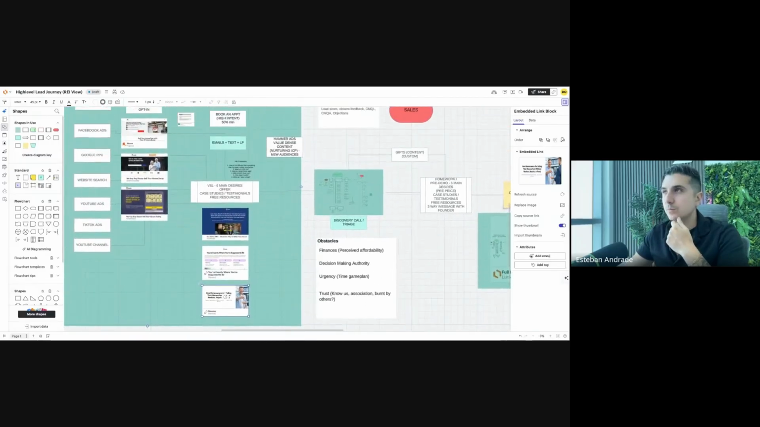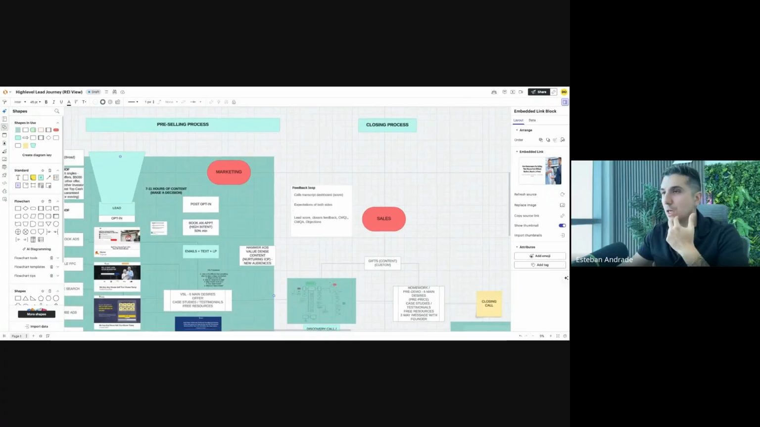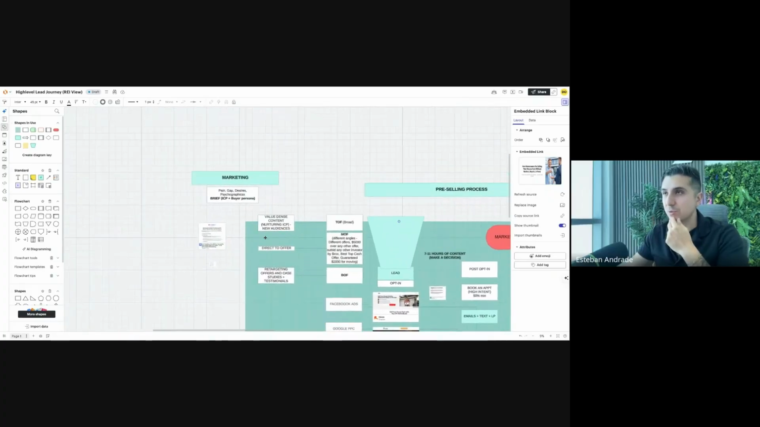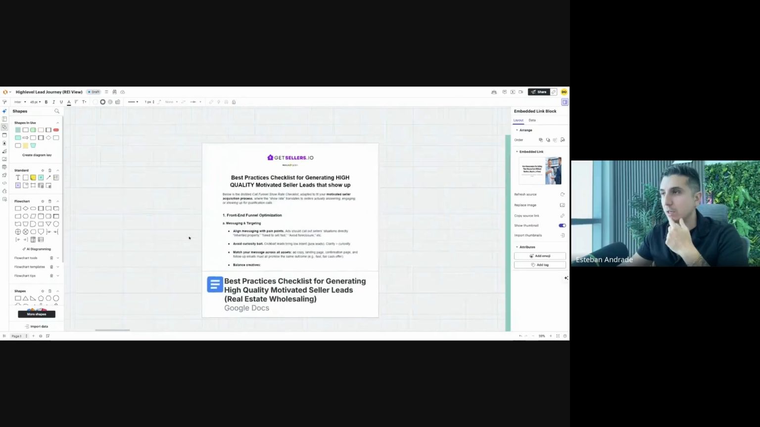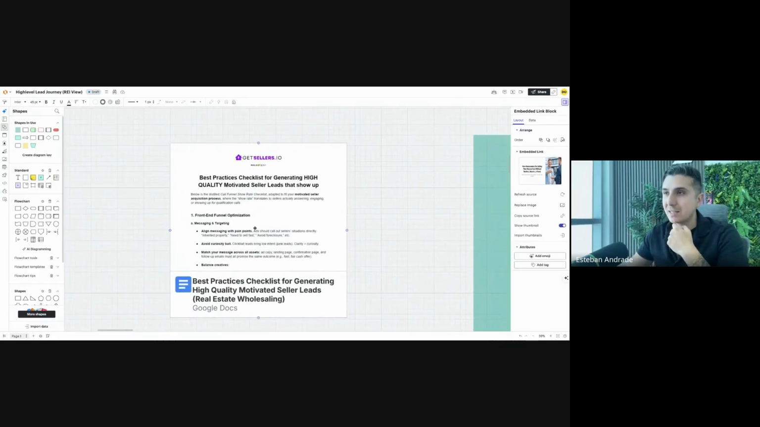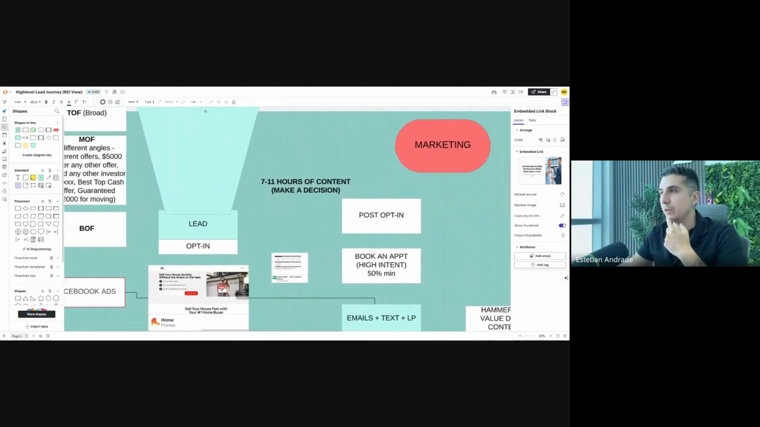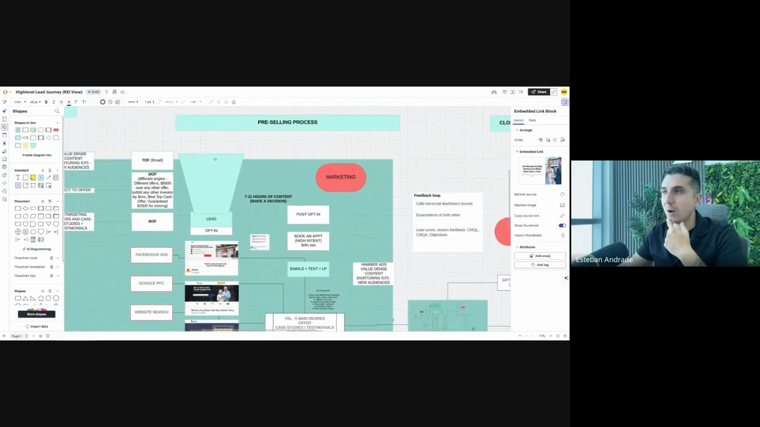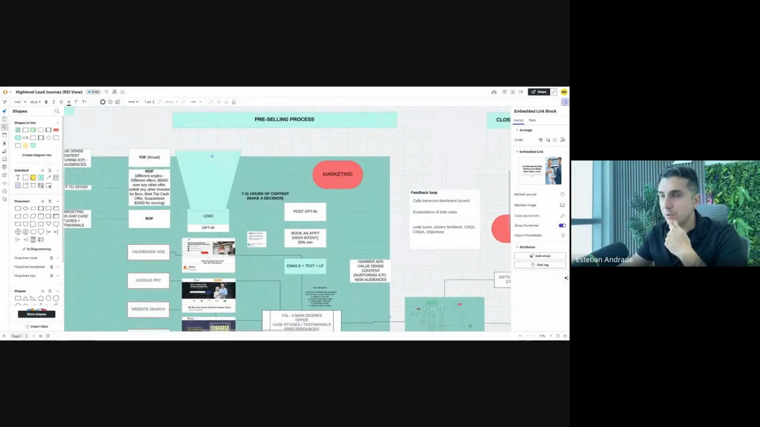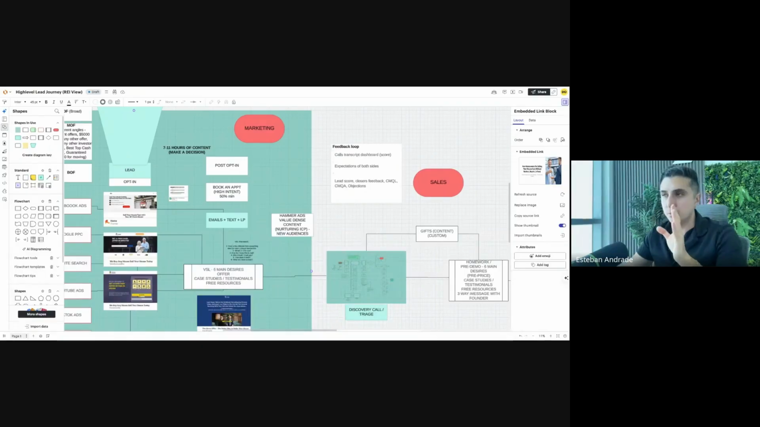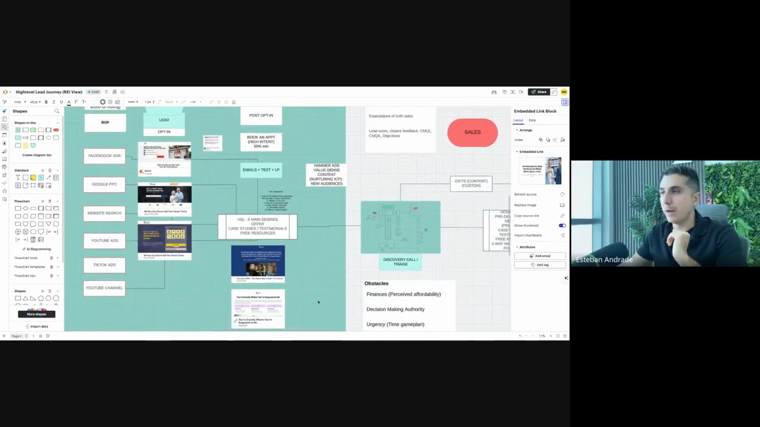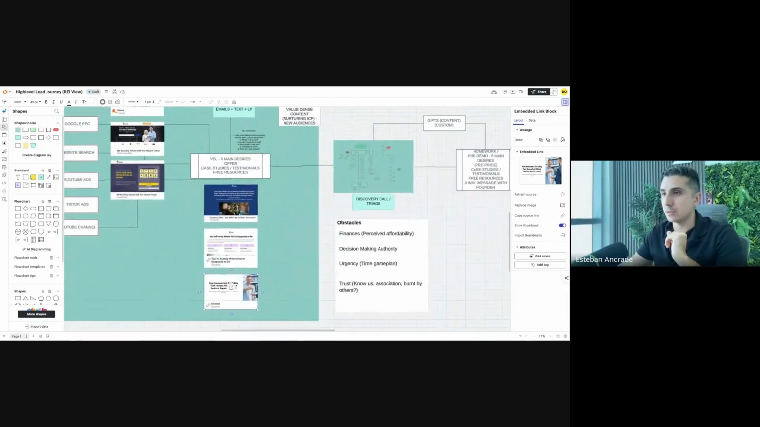Now, before we extend this super long, which we can actually extend super long because I have a document in here that tells us exactly how to generate high quality motivated seller leads. And I also have another document that tells us exactly how to make sure that whenever they book an appointment, they are the most high quality and that they actually show up to their appointment, right? That would take us forever. That would take us maybe 2 hours. But I want to go for the higher level things, right?